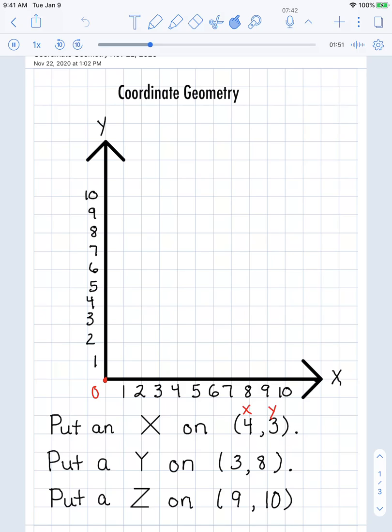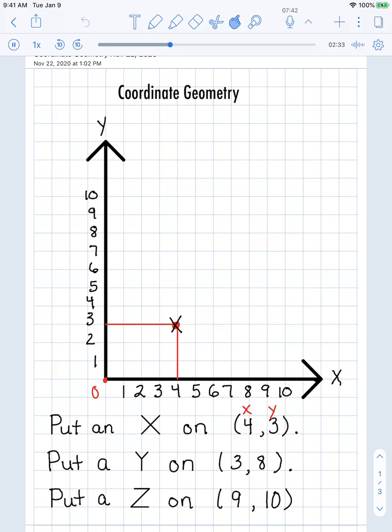Well, what in the world does that mean? Well, that means that I'm going to come over here to my number 4, find the number 4 on that x-axis, and I'm going to go up to the third line. You can use your fingers. You don't have to draw the lines. You can use your fingers, but you can't see me, so I'm drawing lines so you can see, and then I'm going to go to the third line. And what I want you to notice is these two lines meet at the corner right here on that dot. That is where I will put my x, because that is the coordinates 4, 3.